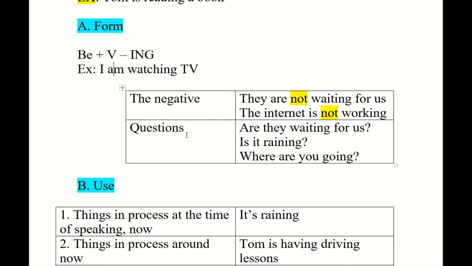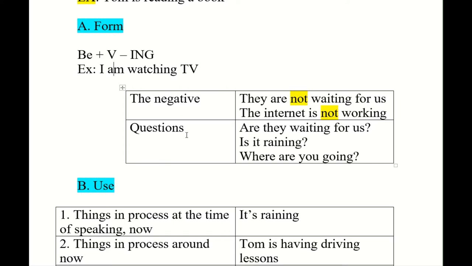And the second is question form. Are they waiting for us? Is it raining? This is a yes no question. So you have to arrange the to be first, the second is subject, and the next is verb in. And also with the questions, have the question words where, what, when, how, and you have to put the question word first, and the second is to be, subject and verb in. Where are you going? What are you doing? Yeah, it's different, right?